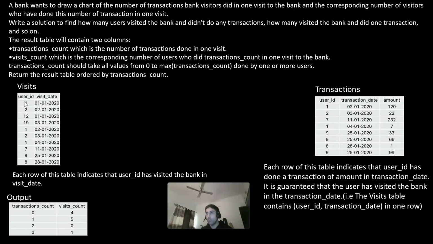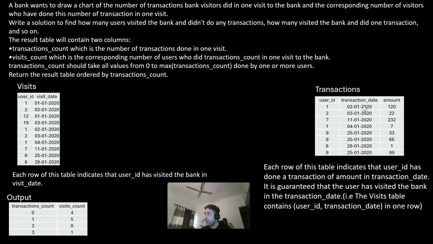So it has records like user ID and visit date. So which user, on what date, which is the visit date, made a visit to a particular given bank. That's what the visits table holds. And with every visit, any given user can actually make one or more transactions in the bank, right? And all that transaction information is given in the transactions table. So which user on which particular date made how much amount of transaction, right?